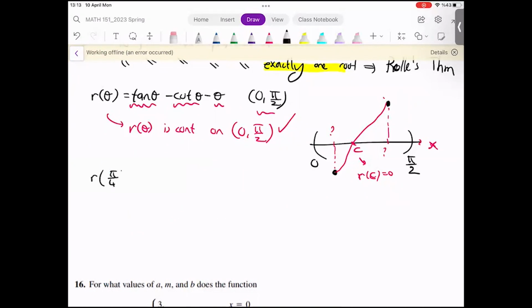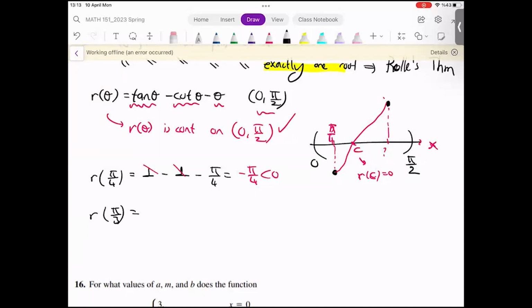R of pi over 4. Tangent pi over 4 is 1. Minus cotangent pi over 4 is 1, minus pi over 4. So these are cancelling. You see, we obtained a negative image. So I think this works. Pi over 4 works for the negative image. Now let's try another known angle. Over this interval, let's try pi over 3. I think there is no other known angle in this interval.